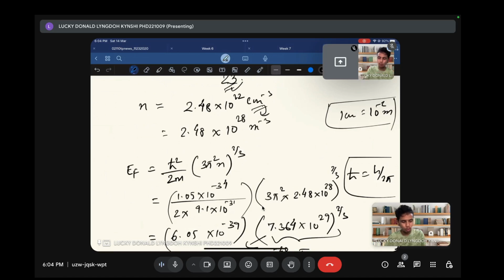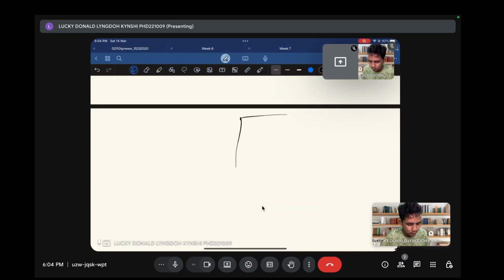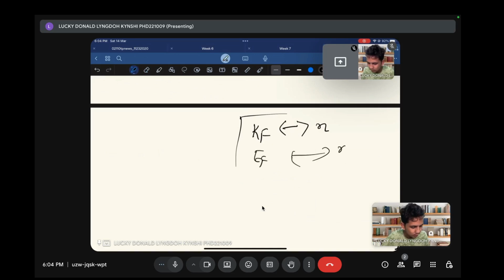Okay, if I want to summarize this, what happens? First, we calculate kF from n. Right? How are kF and n related? Now from your kF, you can calculate EF, the energy related to kF. Right? And then once you know EF, this is also related to your temperature TF.